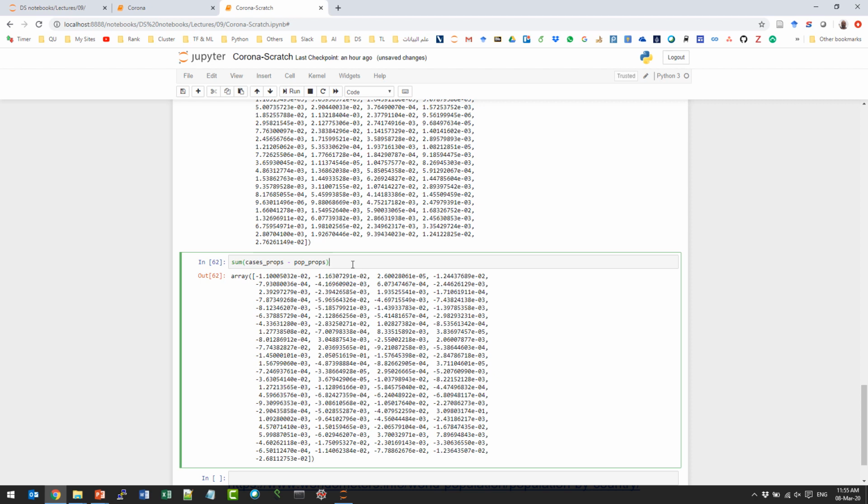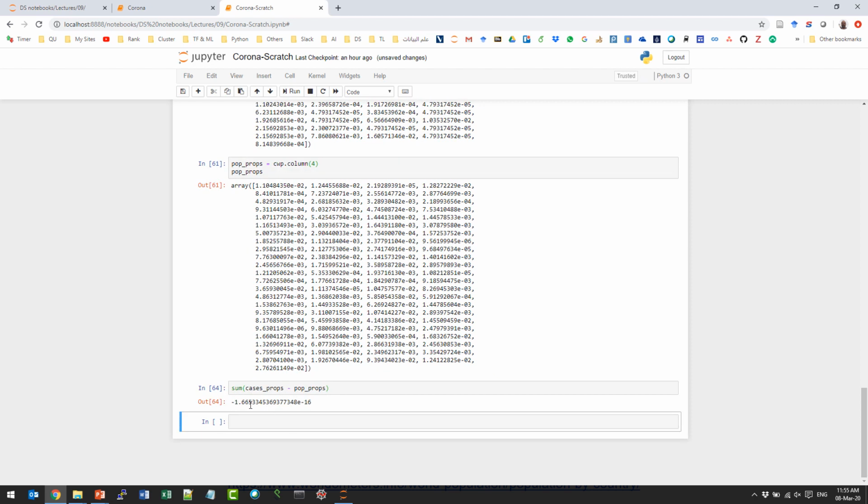Okay, so if we try this, did we get 0? This is almost 0, right? If you look at it, it's minus 1.6 times 10 to the power minus 16. It's a very long series of zeros. So this is 0 actually, and this is what we expect. So the sum of the differences is not what we want.